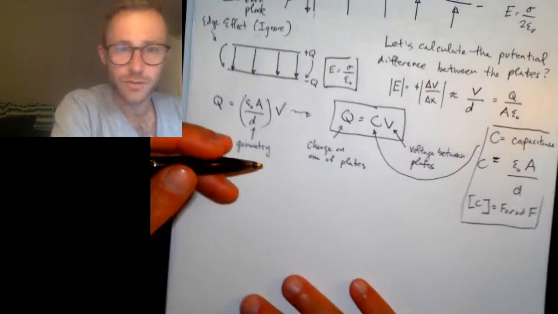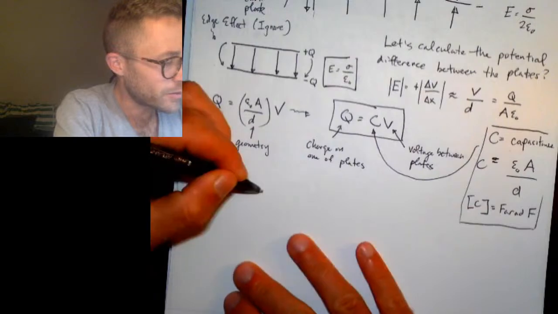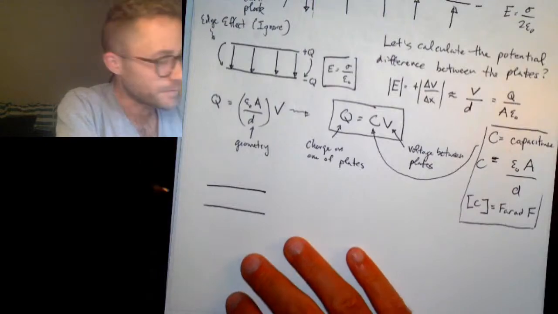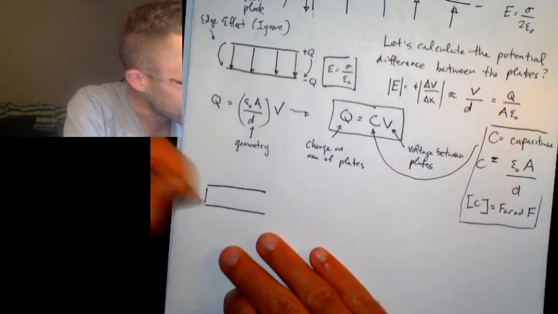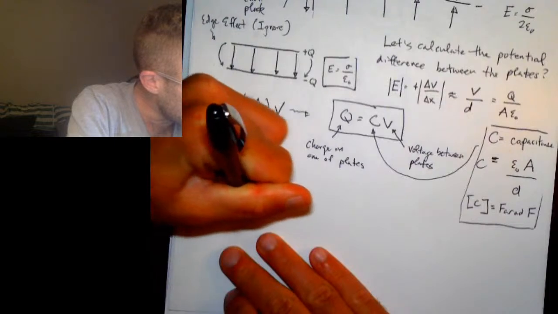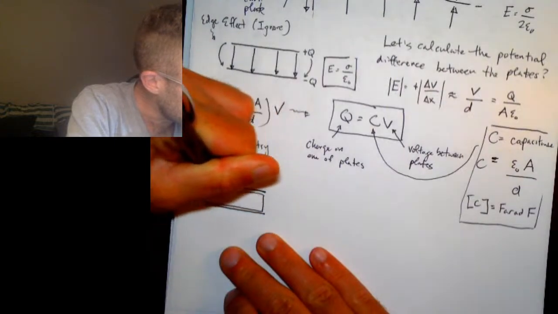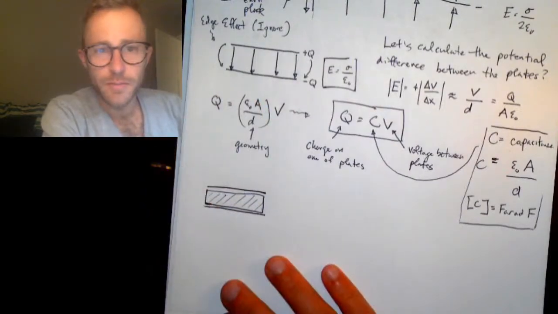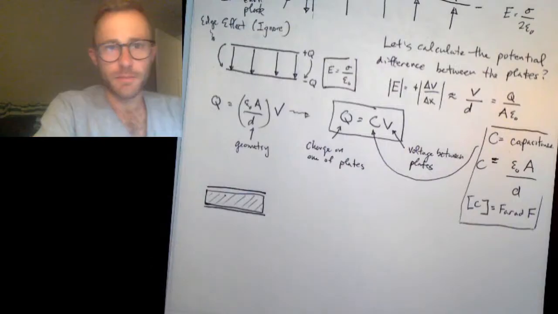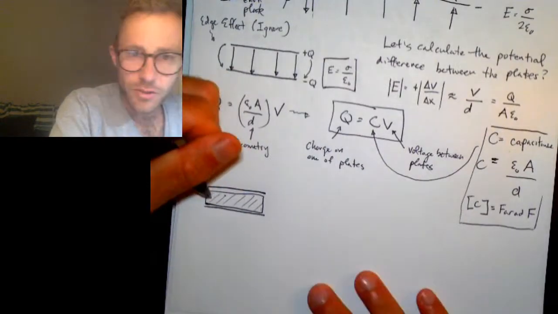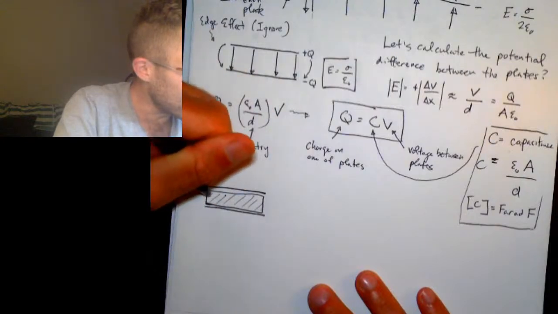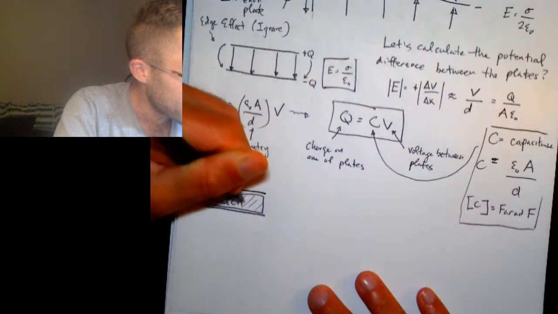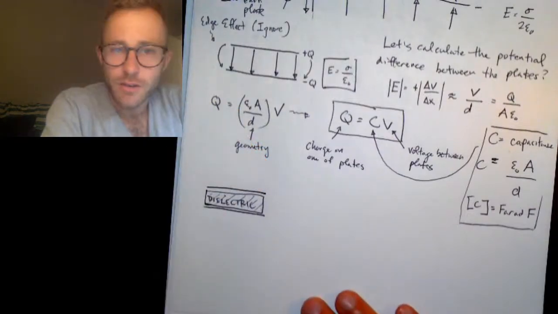So if we were to actually look at a capacitor, it has something in between the two plates, like this. So something is in between the two plates, so that they don't go like that. And that insulating thing that is between the two plates is called a dielectric. Okay, a dielectric.